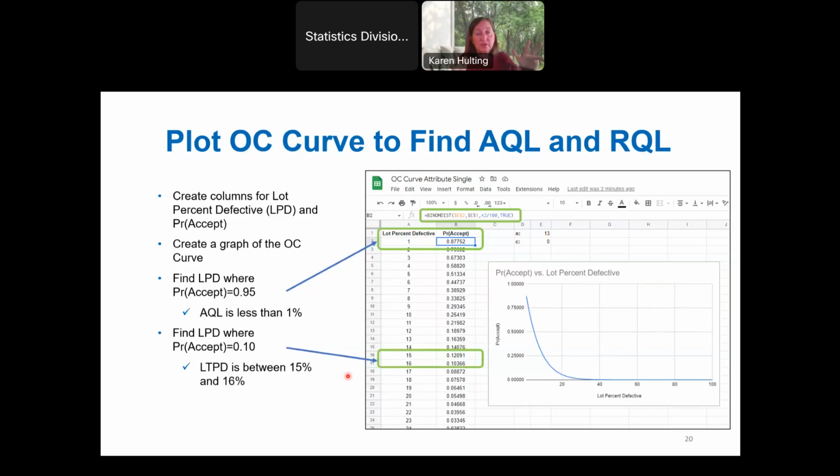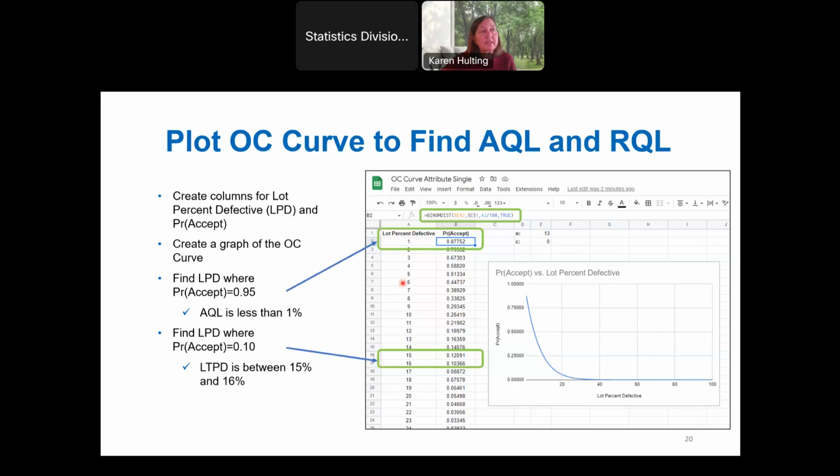You could program this afternoon and have your OC tool. So what I need to know at the beginning is what is my sample size and what is my acceptance number. So I put those over here. And then I just literally create 2 columns and a graph. You wouldn't necessarily even need the graph. You really just need the columns.